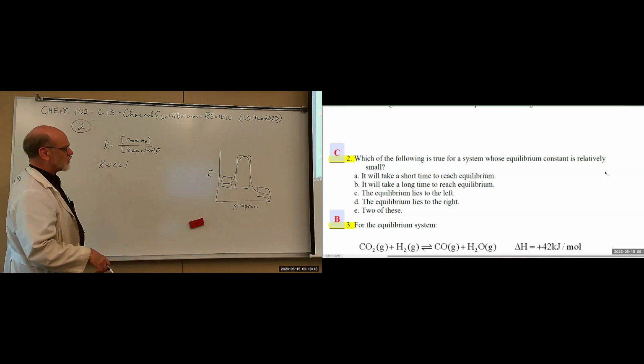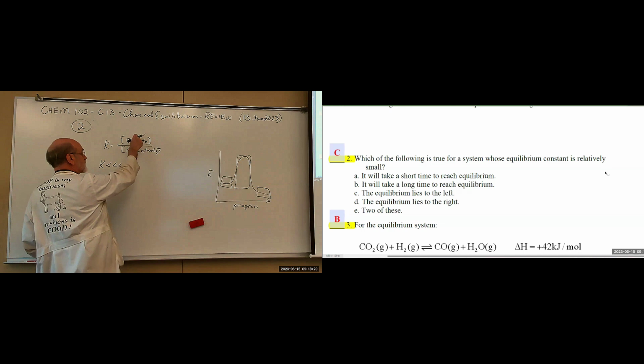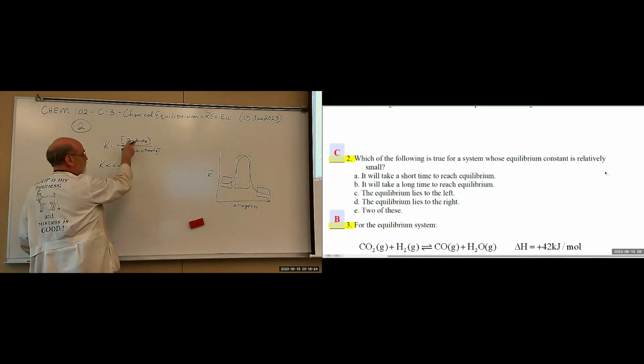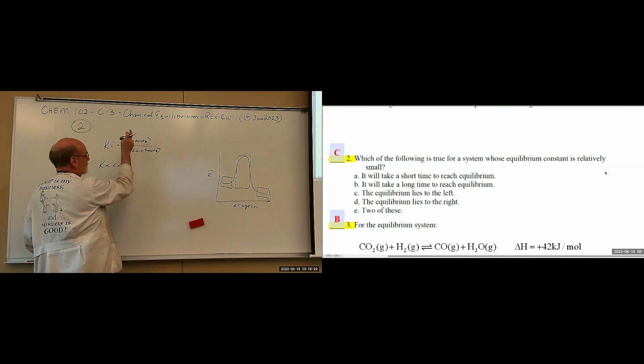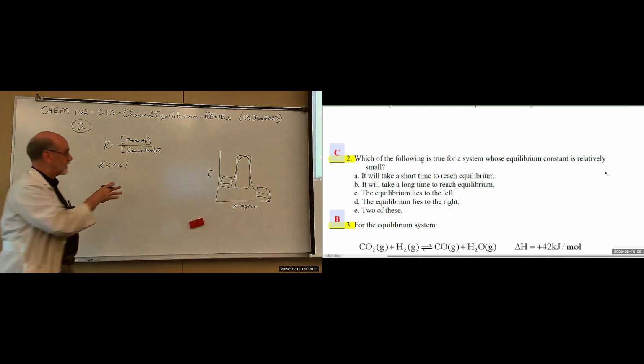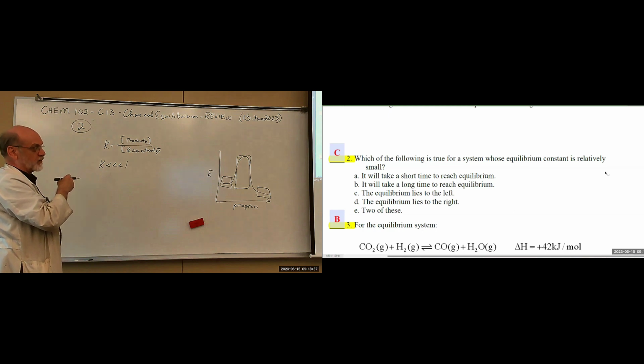All right, so the equilibrium lies to the left. And if K is very small, that means this is very small, this is very big, relatively speaking. So the products are very small. The reactants are favored, right? Very large, very small, very large. So it is. The equilibrium lies to the left.